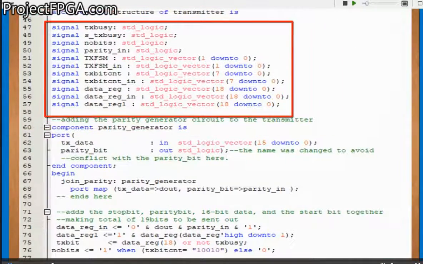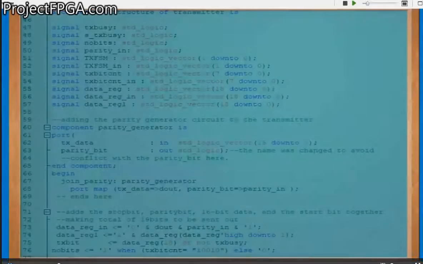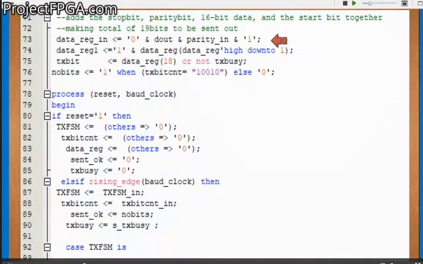The parity generator component and its mapping. This subcircuit takes our input data and generates a parity bit, which will be used for error detection at the receiver. If this parity bit is not the same as the parity bit generated at the receiver, the receiver will generate the error signal, and it will come on after receiving the bit.